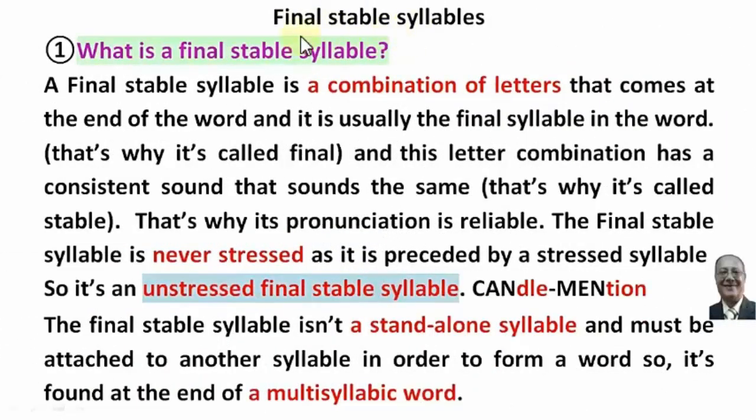Final stable syllables. What is a final stable syllable? A final stable syllable is a combination of letters that comes at the end of the word, and it is usually the final syllable in the word. That's why it's called final. And this letter combination has a consistent sound that sounds the same. That's why it's called stable. That's why its pronunciation is reliable. The final stable syllable is never stressed, as it is preceded by a stressed syllable.